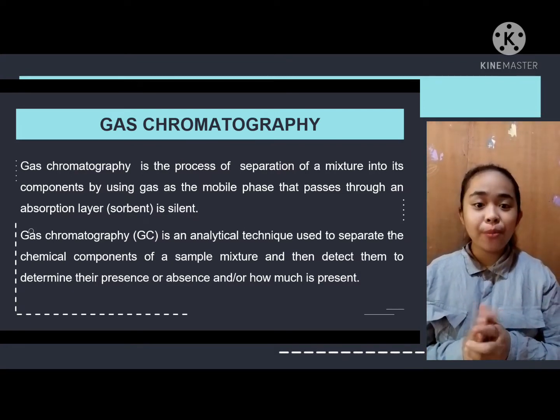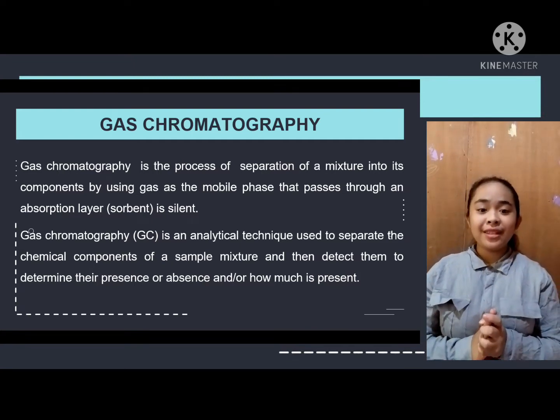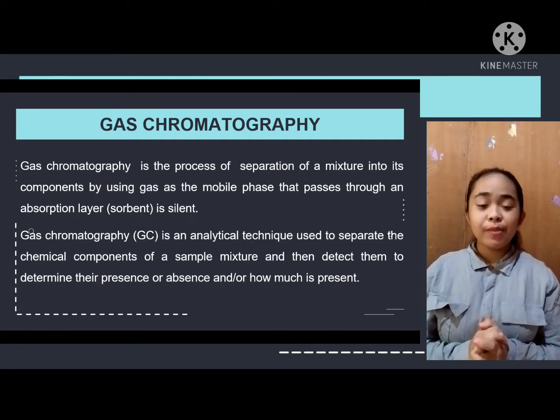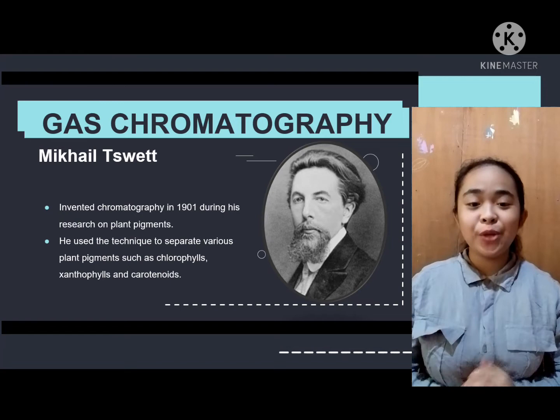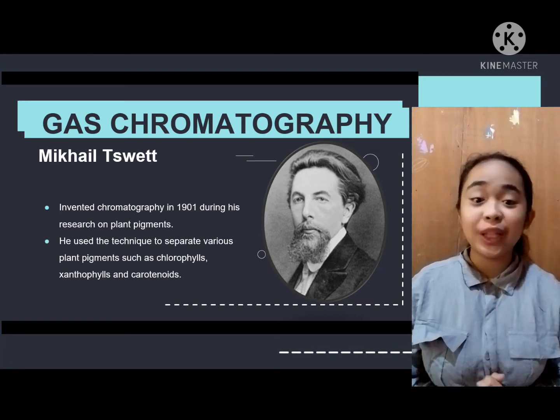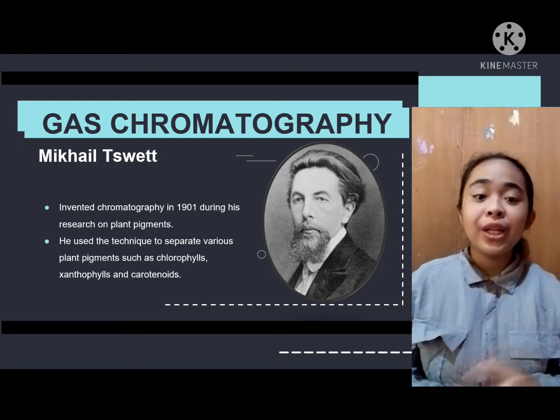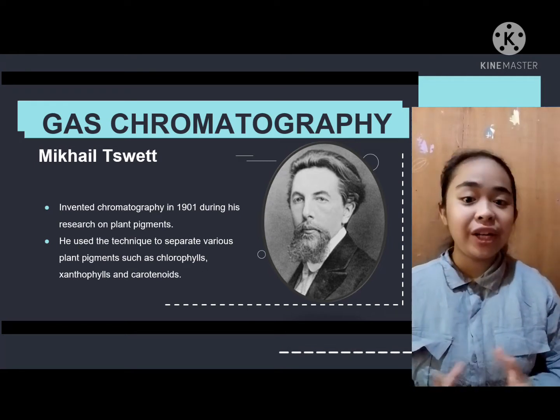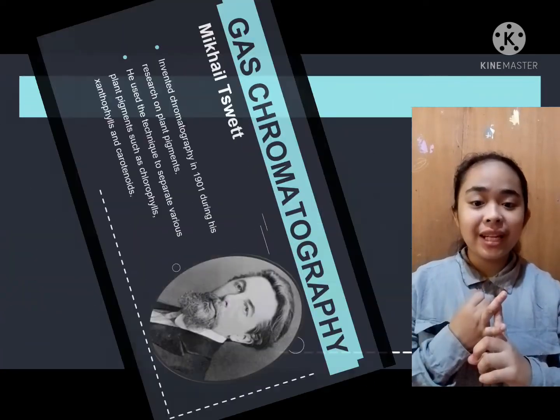If a mixture of compounds is analyzed using the GC system, or gas chromatography system, each compound can be separated and quantified. Michael Sweat invented chromatography in 1901 during his research on plant pigments. He used the technique to separate various plant pigments such as chlorophylls, xanthophylls, and carotenes.